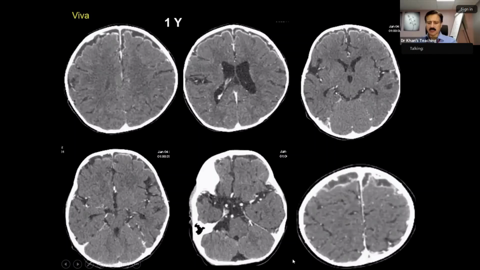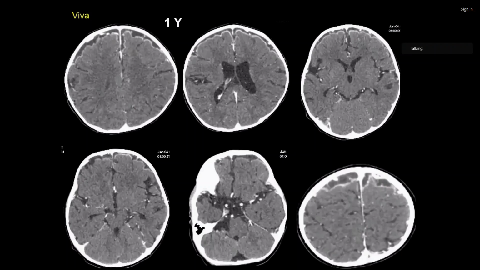This patient's history is 1 year and not well, fever and things like that. I've got axial slices through a 1-year-old's brain who is generally unwell with fever. They are contrast enhanced. There is generalized contrast enhancement, most notable in the frontal lobes bilaterally.